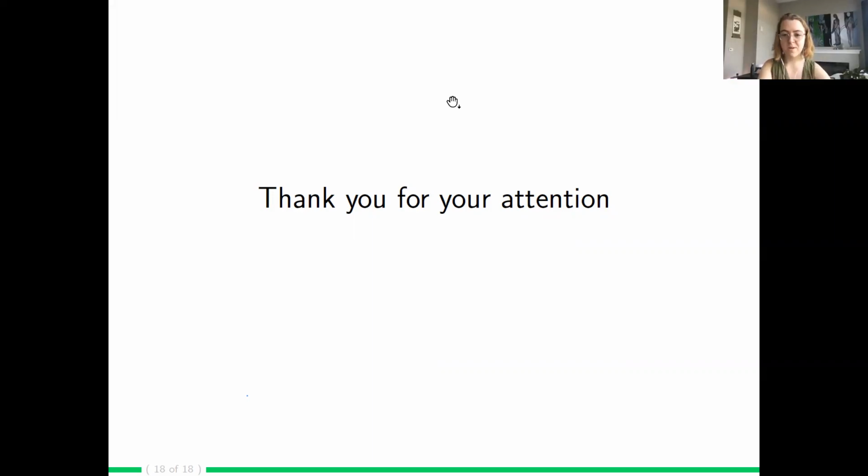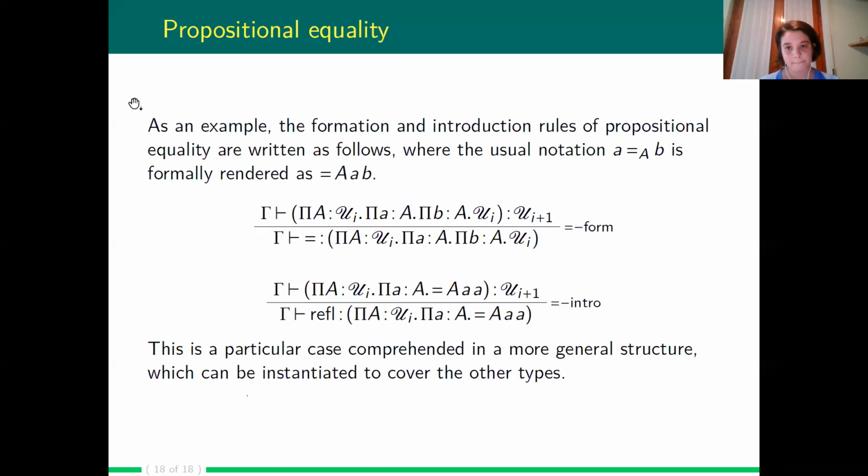There's another question coming by chat from Steve Awodey, and he asks, have you given semantics for identity types? I should have. This is an example of how I write the rules, the formation and introduction rules of identity types. And they are interpreted again as functors, similarly to how we have seen for the formation of pi.